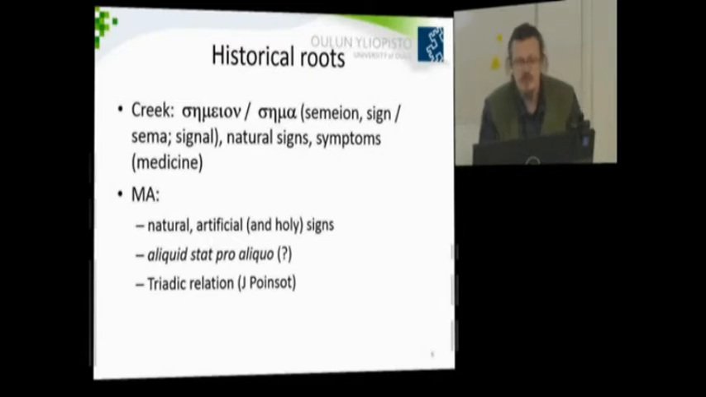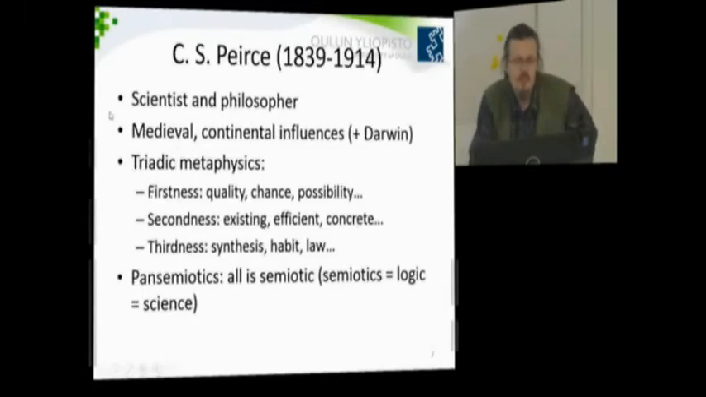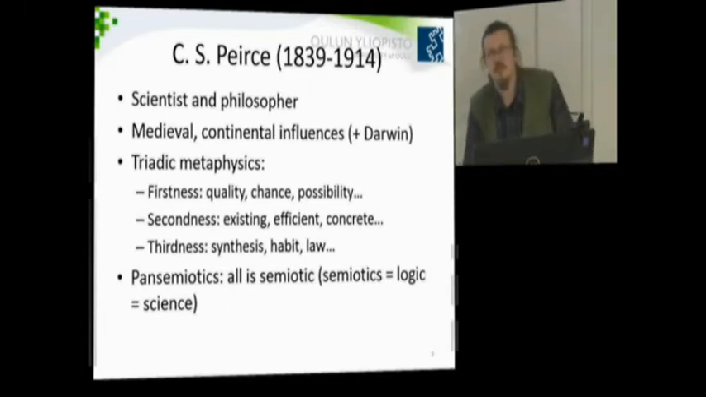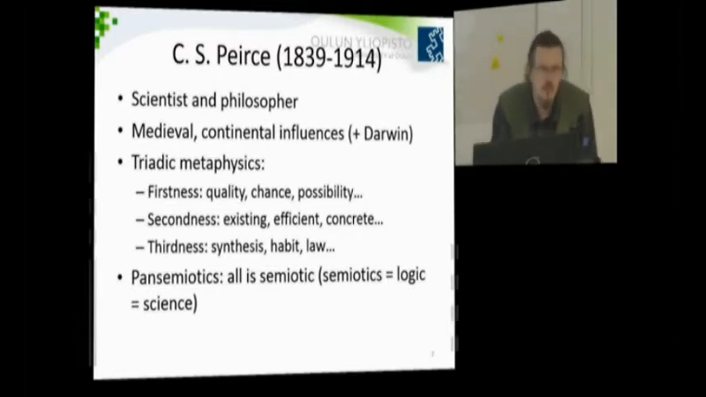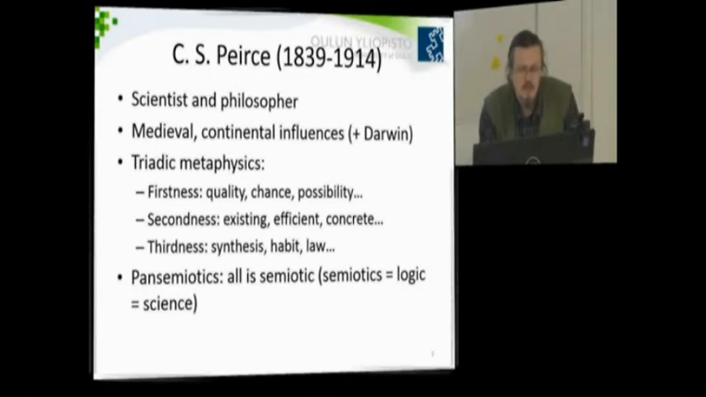This development of semiotic thinking was somehow stopped when the modern age started. The modern philosophy was not so clearly semiotic anymore. But then Charles Sanders Peirce in the United States in the 19th century, a remarkable scientist and philosopher, was a scholar of medieval writings and also continental philosophy, and also influenced by Darwin's evolution theory.